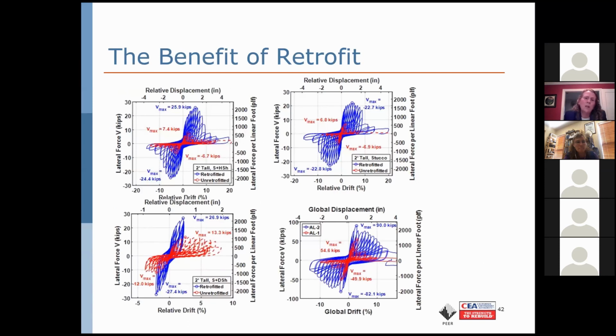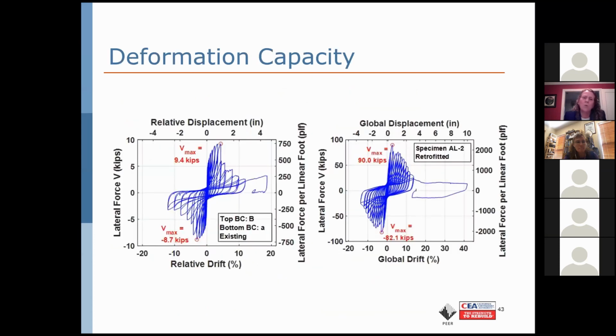I think we've already seen a huge amount about the benefit of retrofit: its peak capacity, its stiffness, its ability to withstand lots of cycles and dissipate lots of energy. There are just a whole variety of things that improve dramatically when you go through the retrofit. And I think some of what we were seeing from Evan speaks to what the outcome of that is.